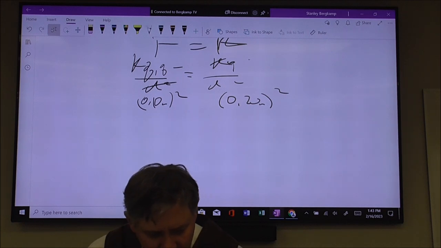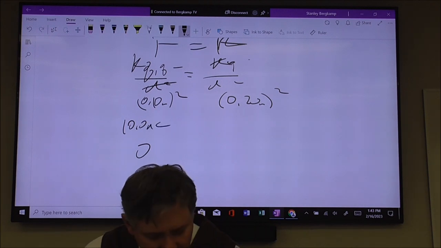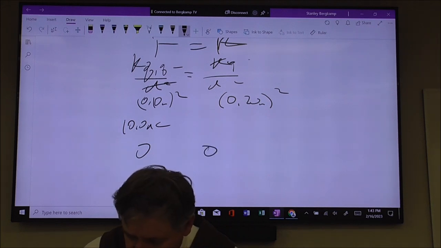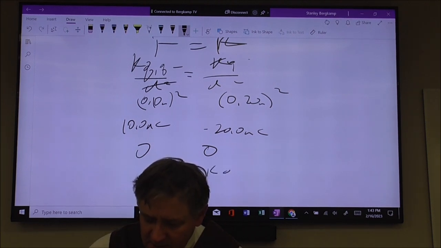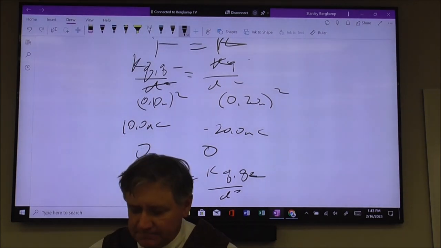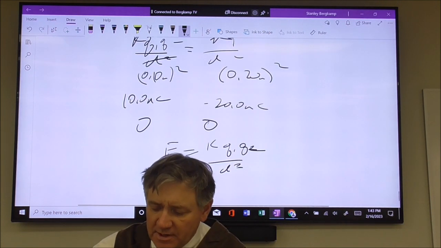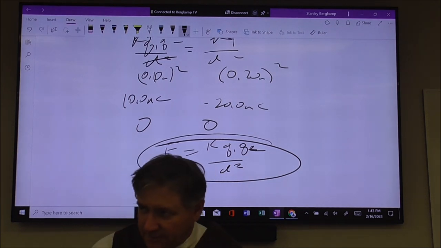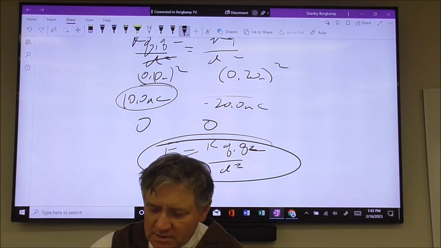So you have a 10 nanocoulomb charge at the origin. And then over here, you're going to have a negative 20 at 0 and 2. Okay? And you're just going to use F equals K Q1 Q2 over D squared. Okay? Cool with this? Now, you're going to get a number, and that number is going to be times 10 to the negative third. Now, here, one is 10 nanocoulombs, the other one is 20 nanocoulombs.